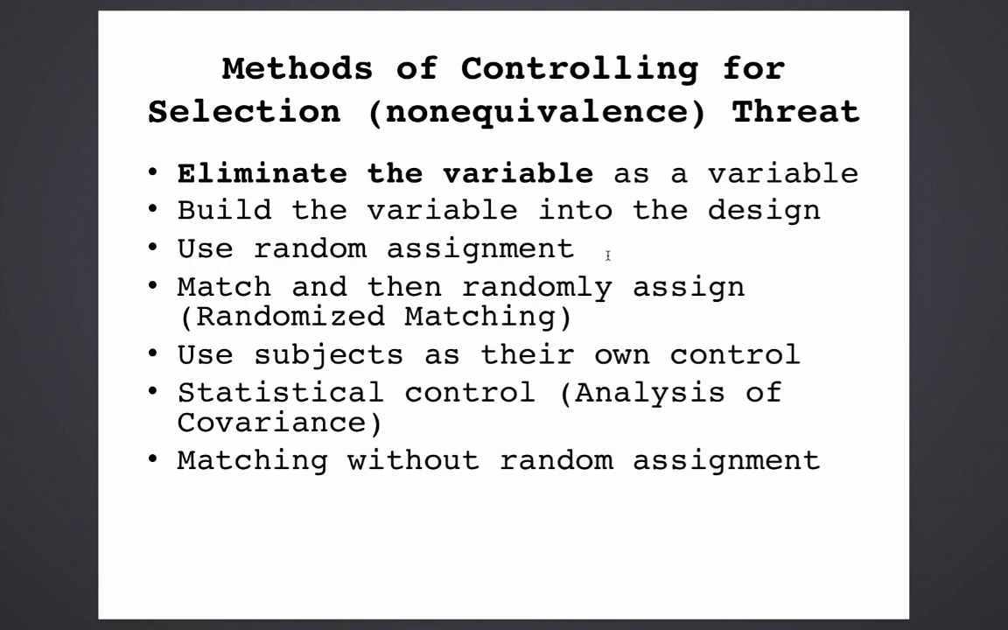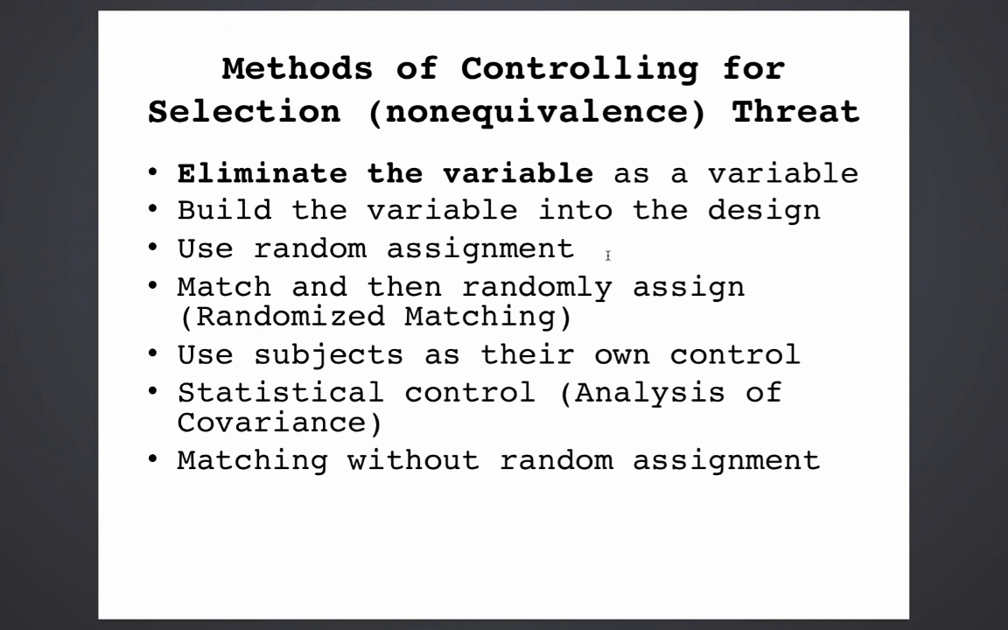That's not a very good strategy, because it's very interesting when effects change depending on these variables. So you can also just build it into your design, and that's where you introduce it as a moderator. You can use random assignment. Of course, random assignment is the ultimate. That will essentially mitigate any non-equivalence issues if it works. And so what do?